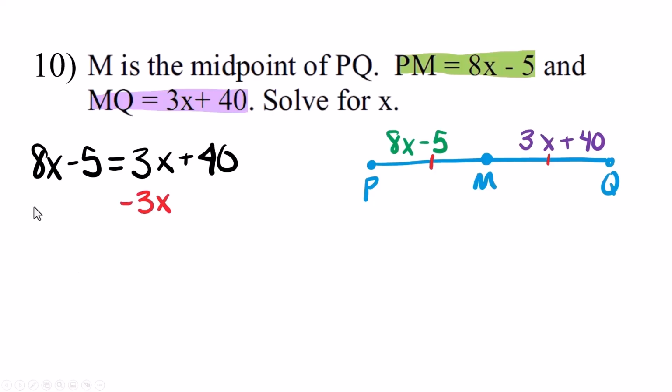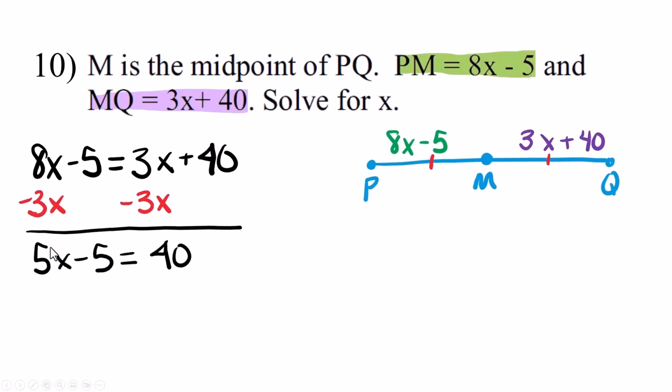Subtract 3x from both sides. And we end up with 8x minus 3x is 5x. Bring the minus 5 down equals, the 3x's are going to cancel, and we end up with 40. If you need to review how to solve equations, I'll put a link down in the description somewhere for that as well. Now we're going to add 5 to both sides. If I add 5 to this side, the 5 cancels. 40 plus 5 is 45. Now divide both sides by 5 and we get x equals 9. And that's all they asked us to do.